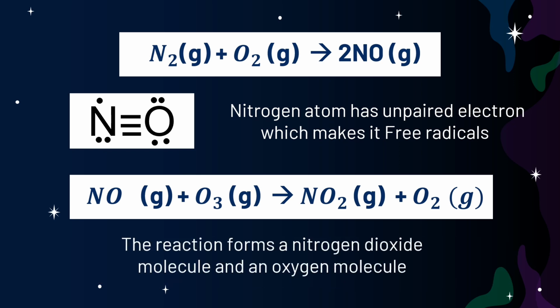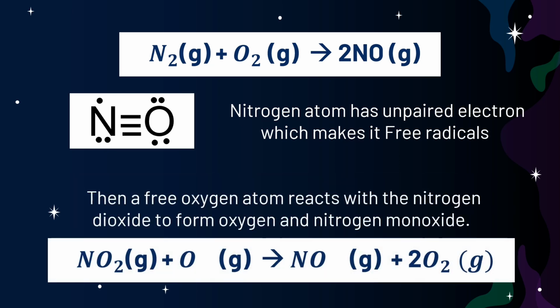The nitrogen monoxide reacts with an ozone molecule, breaking it apart and destroying the ozone. This reaction will form nitrogen dioxide and an oxygen molecule. Then, a free oxygen atom reacts with the nitrogen dioxide to form oxygen and nitrogen monoxide. As we can see, nitrogen monoxide is free to repeat the process of destroying more ozone molecules, because nitrogen monoxide is a catalyst: it reacts at the beginning and is regenerated at the end.